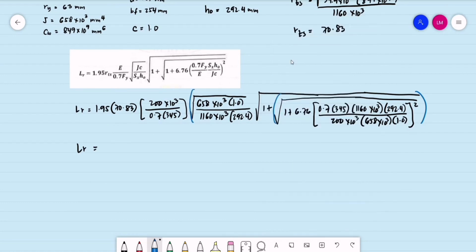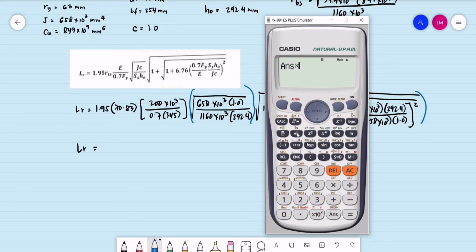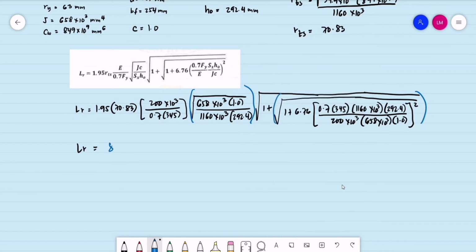alright, so we are now here for this term. Multiplied by the square root of 658 times 10 raised to 3, then divided by 1160 times 10 raised to 3, then multiplied by 292.4, then multiplied by 200,000, then divided by 0.7 of 345, then multiplied by 70.83, then multiplied by 1.95. So we have that as 8582.95 millimeters. So 8582.95 mm.